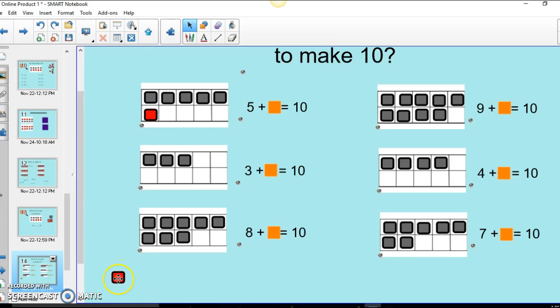So 1, 2, 3, 4, 5, and students can see from using the virtual manipulatives that 5 plus 5 is 10. They can check by clicking on the orange box here and see that 5 plus 5 is 10.